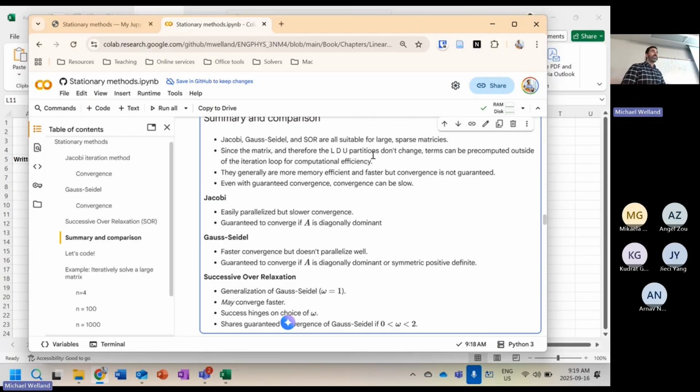Anyway, since you rip that matrix apart, and the matrix doesn't change, it's a stationary matrix, you don't have to update it. You just keep applying that over and over and over again. A lot of those terms can be pre-computed within the loop. There's a lot of simplifications that you can do for that, and that makes it a whole lot faster.